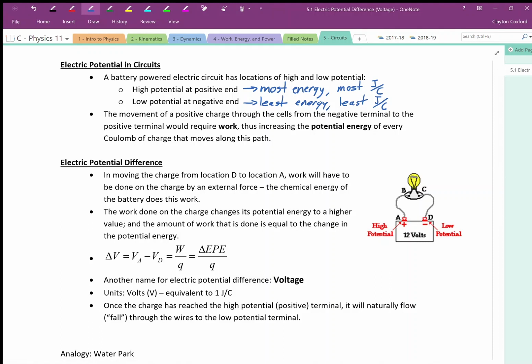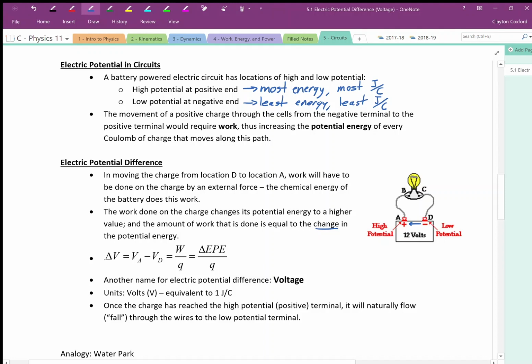The chemicals in the battery, there's some chemical process that is doing work on these charges to quote unquote lift, to move these positive charges from location D to location A within the battery, right? This is the direction that these positive charges are flowing. So work is being done to move those charges there. And so the work done on the charges changes its potential to a higher value, and the amount of work done is equal to the change in the potential difference, right?